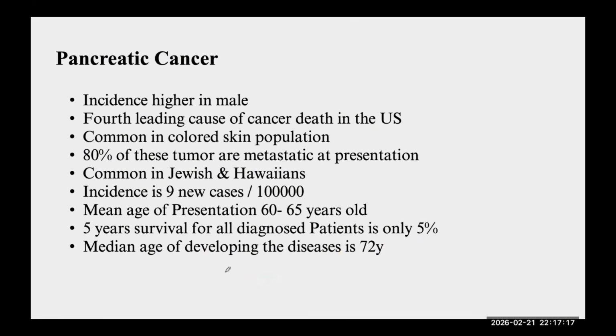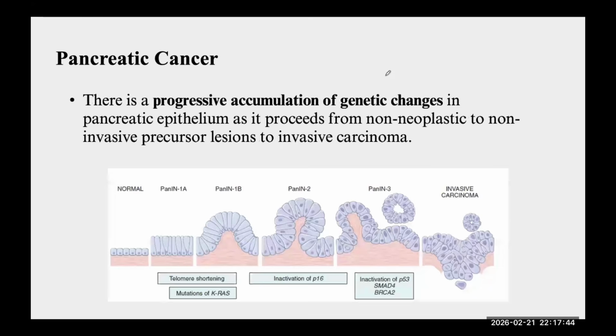80% of these tumors are metastatic at presentation, common in Jewish and Hawaiians, incidence 9 per 100,000 patients, mean age of presentation 60 to 65, 5-year survival for all diagnosed patients only 5%, median age developing the disease is 72 years. These are just information that are found in your slides, so I just had to mention them for you. They might or might not ask you, but I'm just going to keep them just in case.